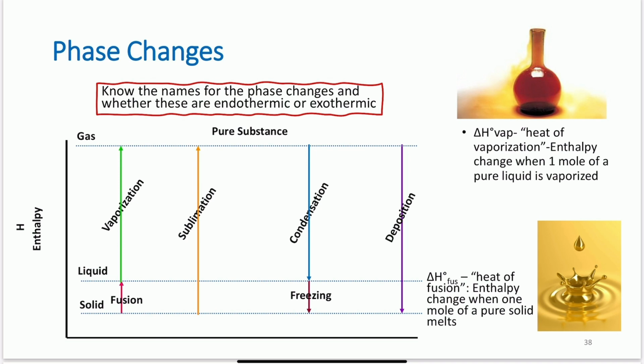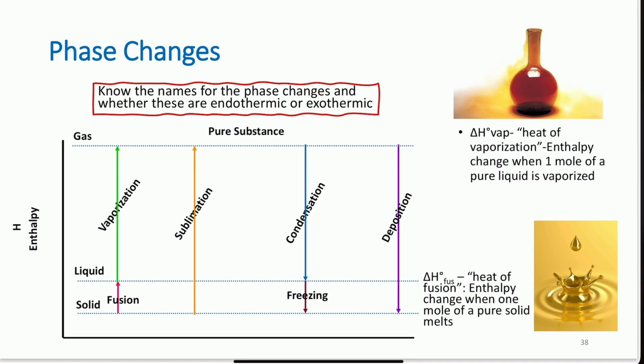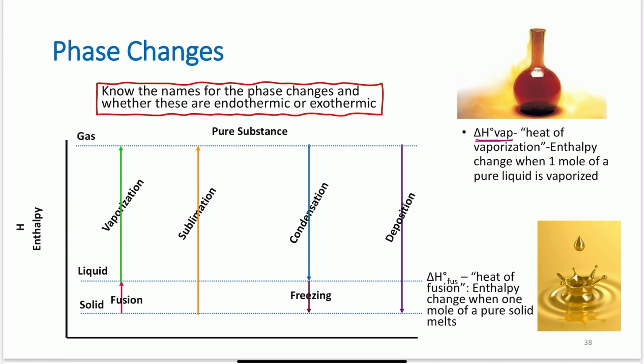Delta H vaporization, or heat of vaporization, is the enthalpy change when 1 mole of a pure liquid is vaporized. How much heat did it take to vaporize that sample? Delta H of fusion, or heat of fusion, is the enthalpy change when 1 mole of a pure solid melts. How much heat was involved to melt it?